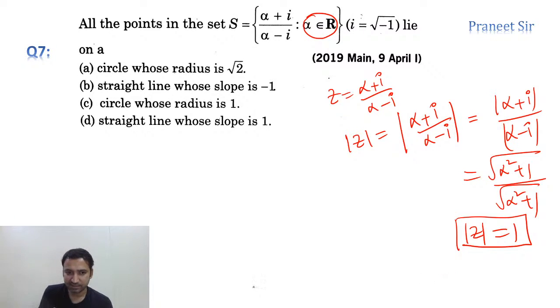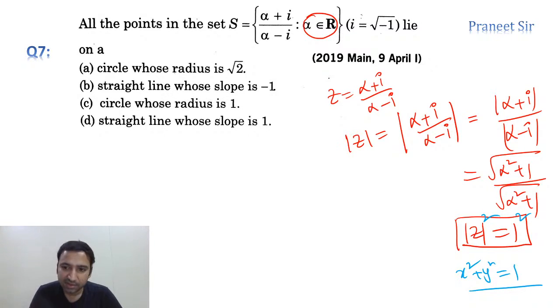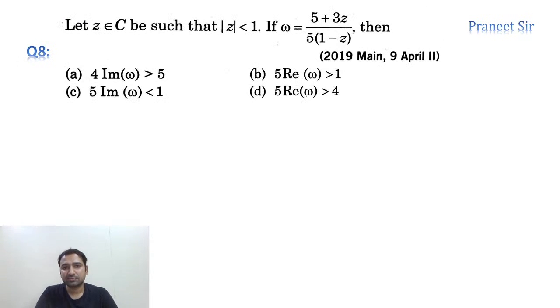Can I say that it is nothing but x square plus y square is equal to 1 only? If you square it on both sides, this is nothing but x square plus y square is equal to 1 only, guys. Isn't it a unit circle? Yes, it is a circle whose radius is 1 unit. Perfect. Third option is the answer. Correct. How easy it is. Right. Next one.